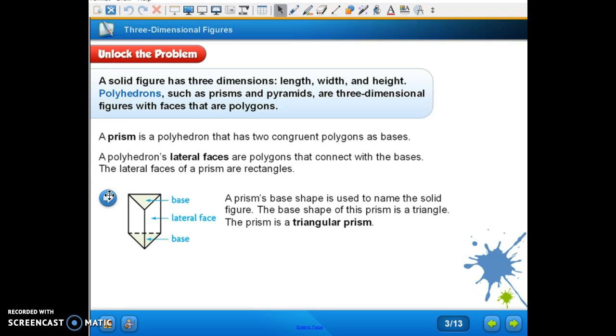A prism's base shape is used to name the solid figure. The base shape of this prism is a triangle. The prism is a triangular prism. So when you want to name it, you look at what? Base.